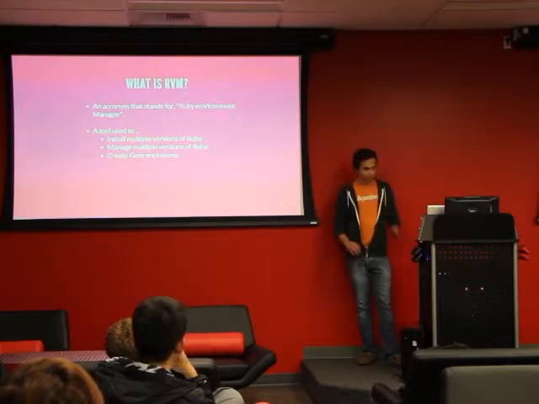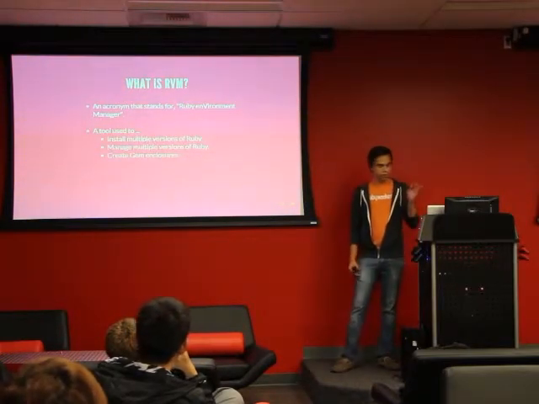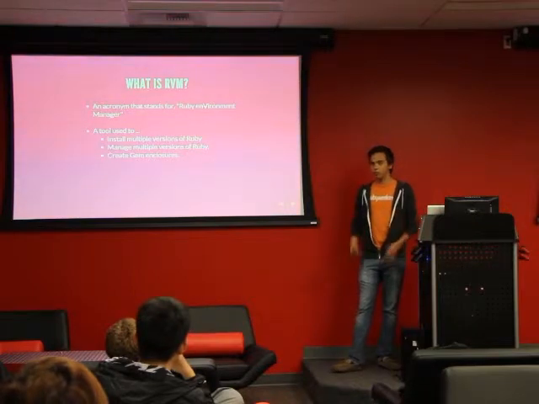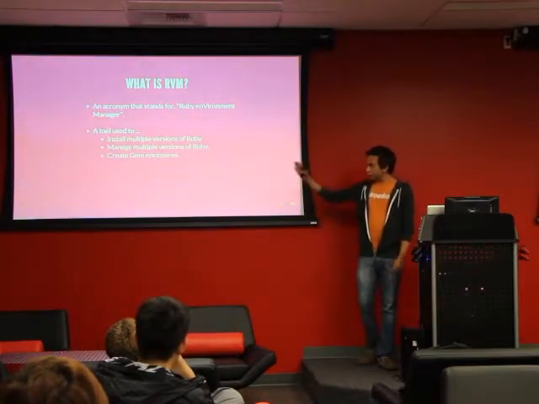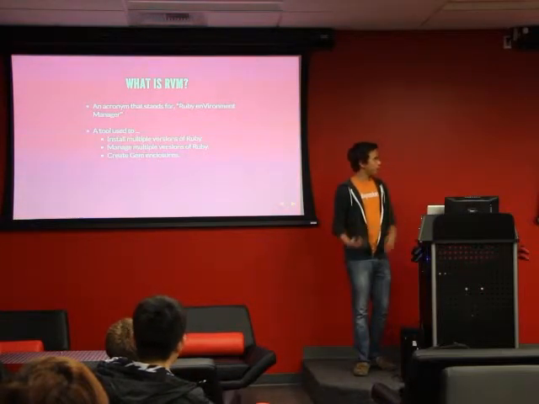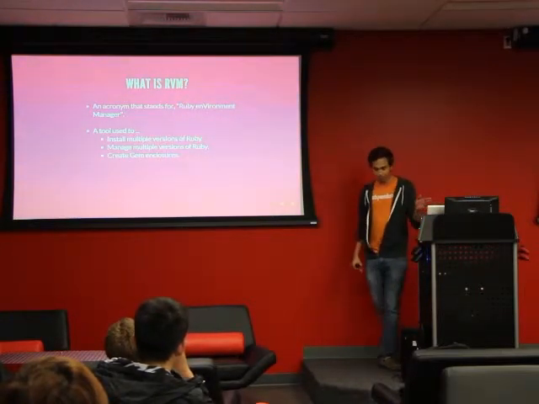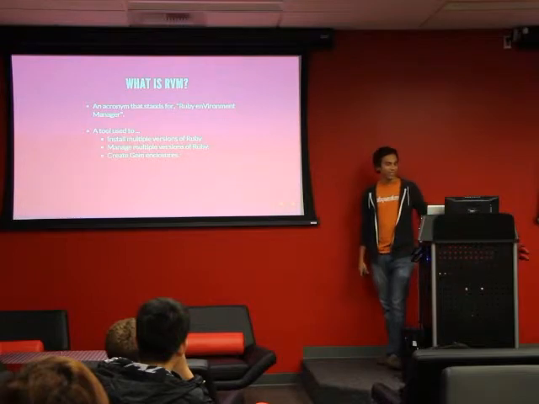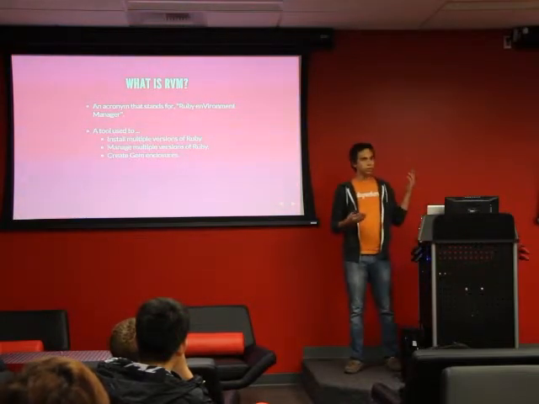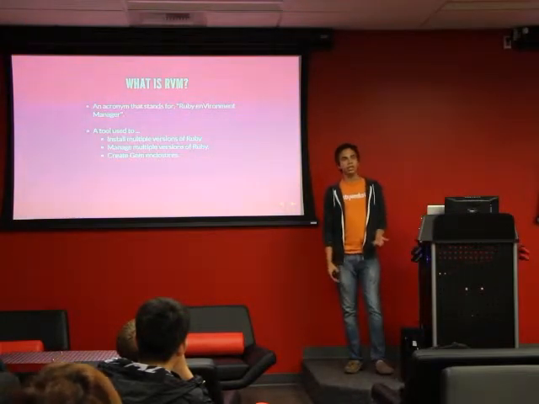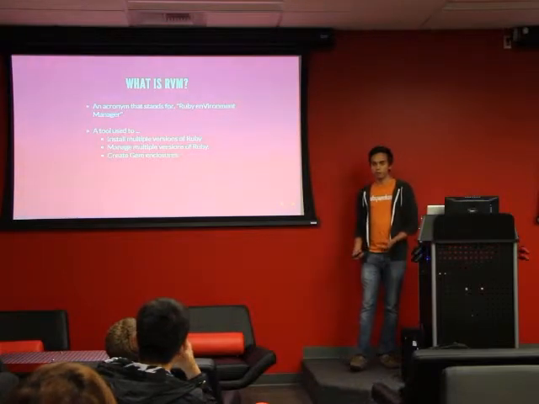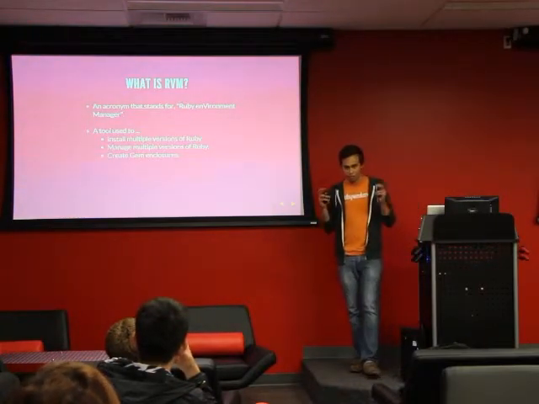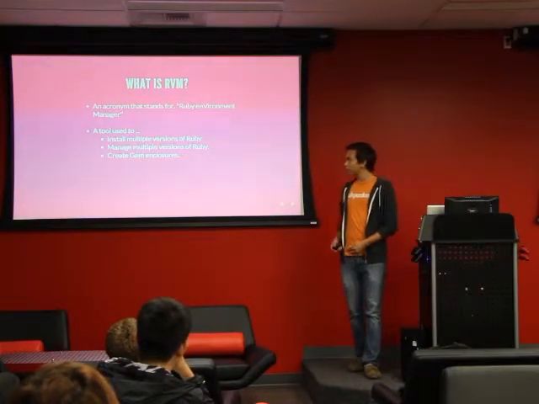We'll just start off really simple here. We'll say, what is RVM? What does that mean to me, a beginner who has no idea? Well, shortly, the acronym stands for Ruby Environment Manager, not Ruby Version Manager. Yeah, they changed that. And it's also a tool used to install and manage multiple versions of Ruby, as well as creating these cool gem enclosures that we'll probably get into later on.